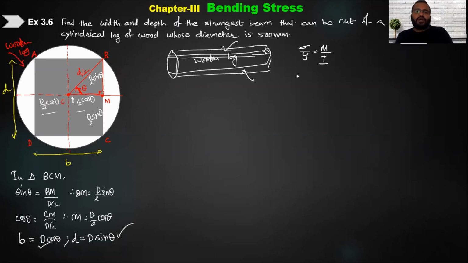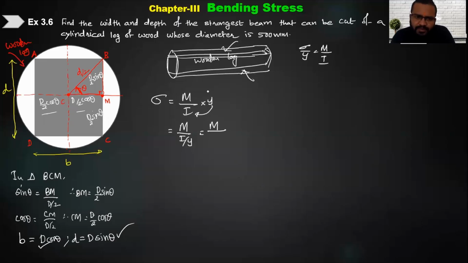Now you can see the formula. Sigma is equal to M by I into Y. Now if I divide by this Y here, what will I get? I by Y. What is I by Y called? Yes, anyone here who knows what I by Y is called? Yes, Saurabh. Section modulus, Z. Very good. So I can write the section modulus as Z.